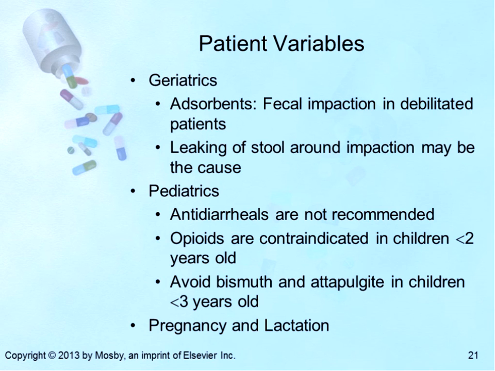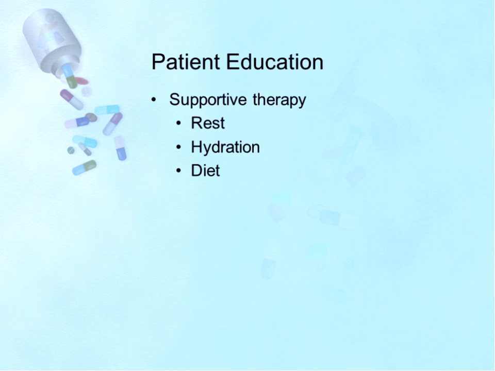In patients who are pregnant and lactating, attapulgite is category B. Category C includes loperamide, diphenoxylate, atropine, and bismuth. However, that is considered category D in the third trimester. Diphenoxylate and atropine are excreted in the breast milk. And patient education: supportive therapy includes rest, hydration, and appropriate diet.